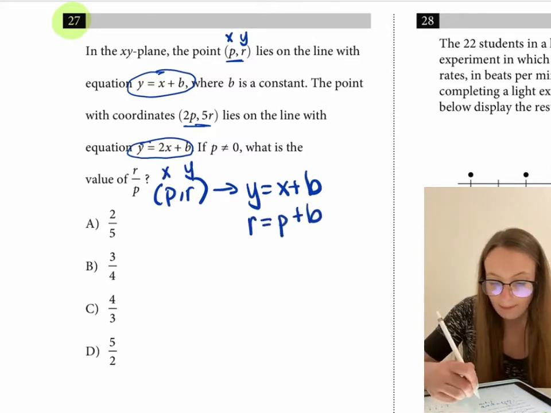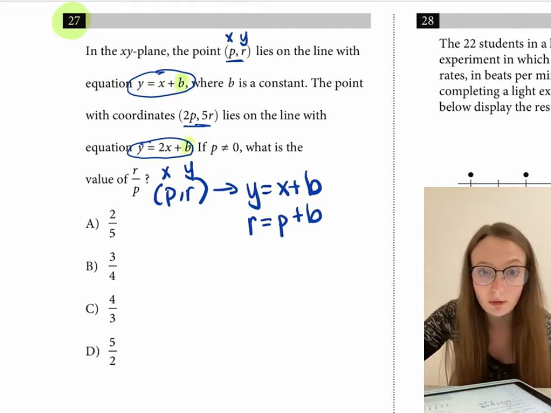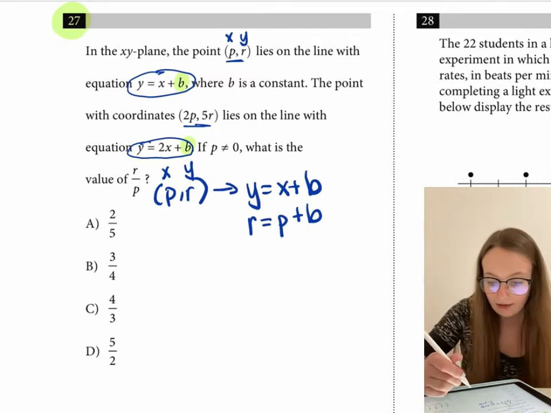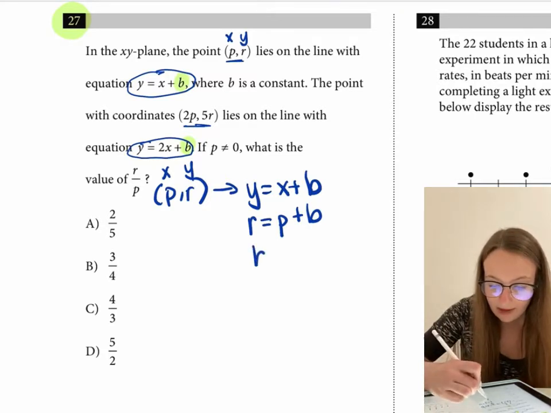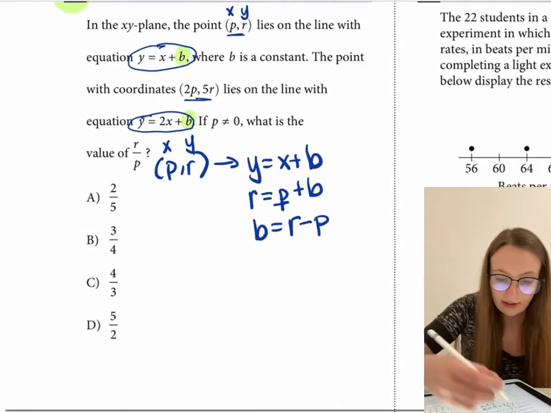And if we want to get B alone, because notice I have B in both of these equations, so I might be able to get 2 values for B and set them equal. In order to get B alone, we would get that B is equal to R minus P. Got to subtract the P here from both sides.